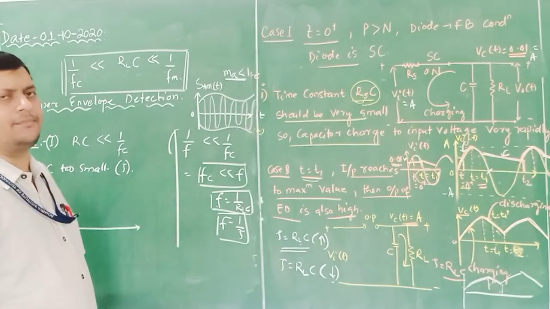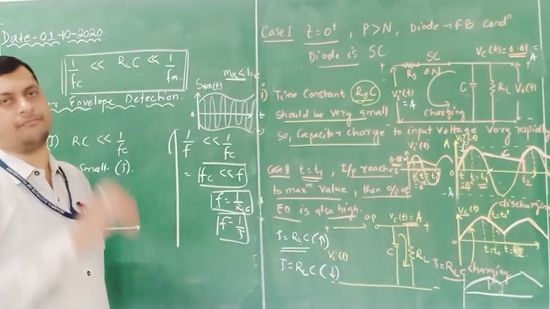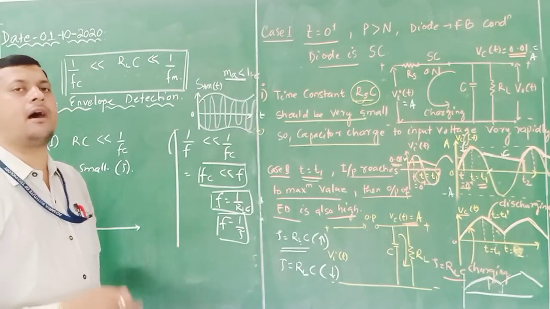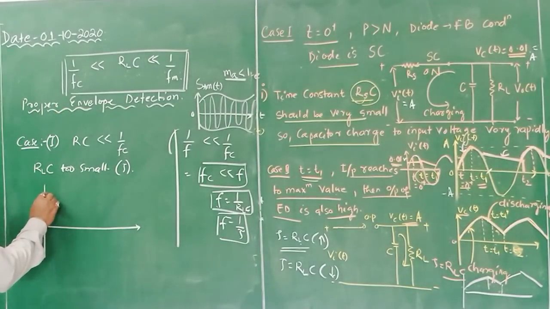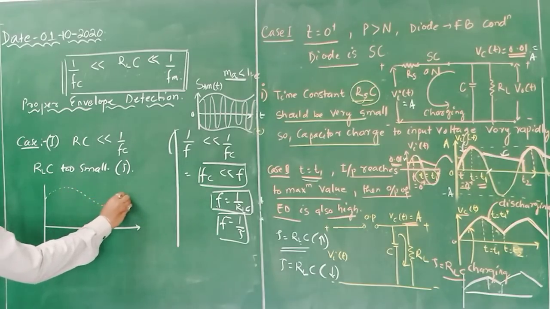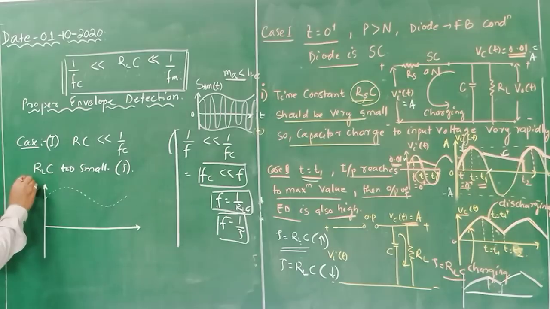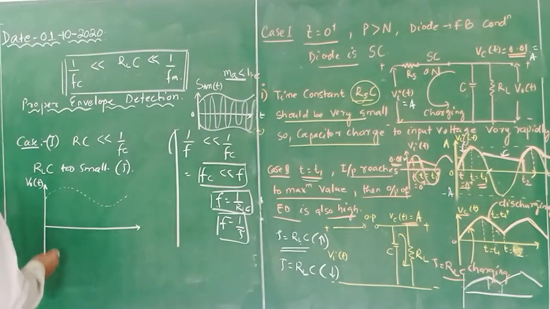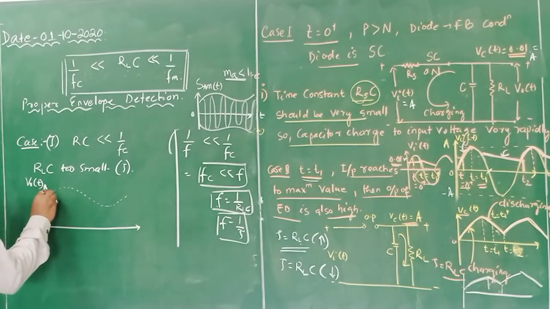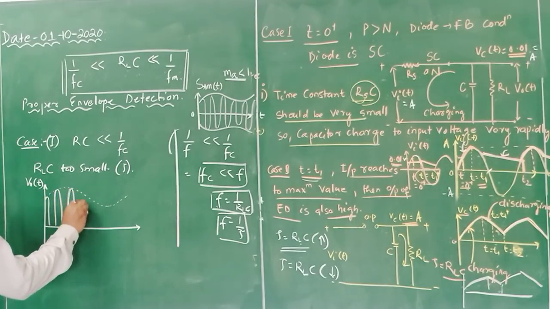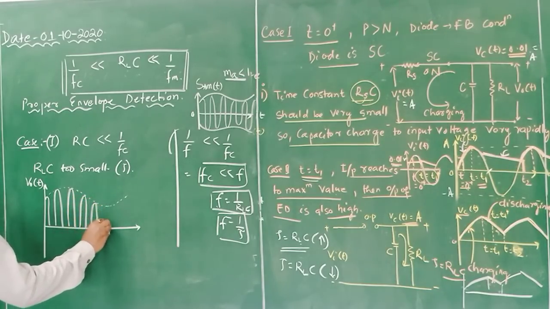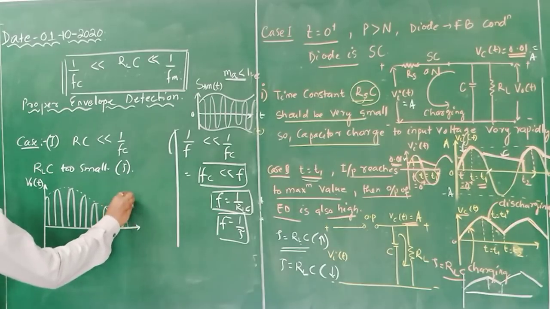Now as the diode is present, it will only rectify the upper half, means only the positive half it will rectify. The negative half it won't rectify, because in the negative half it will be in a reverse bias condition. So the output of the envelope detector, V naught of t, now how it is going to be represented, that we will see. So first is this, then second is this, third is this, fourth, fifth, sixth, seventh, like this.